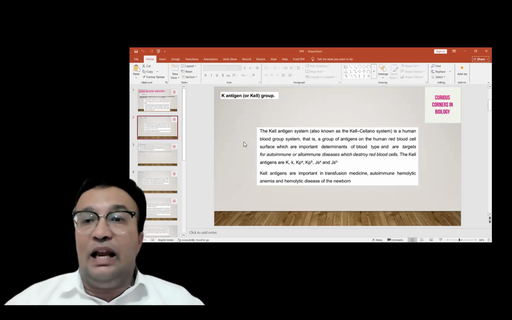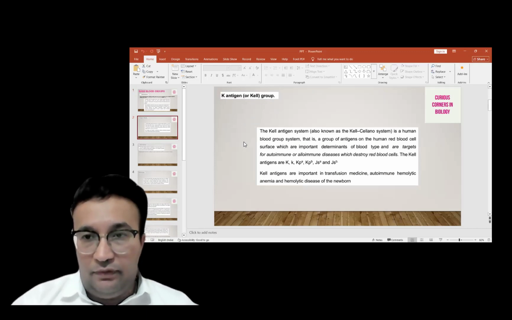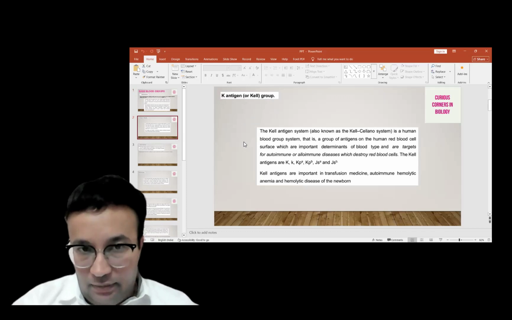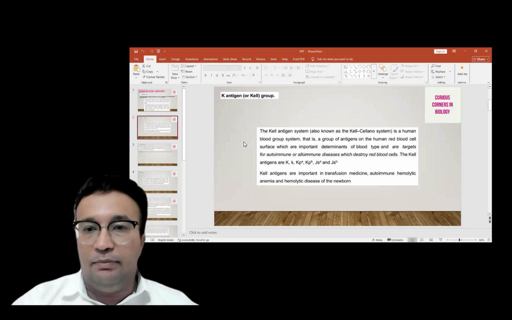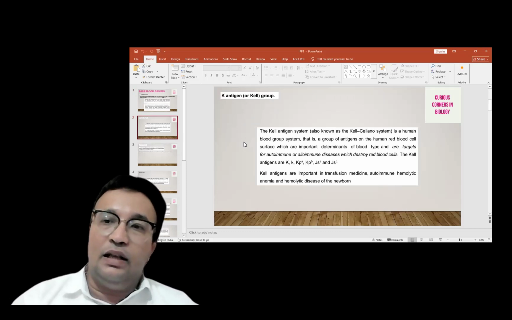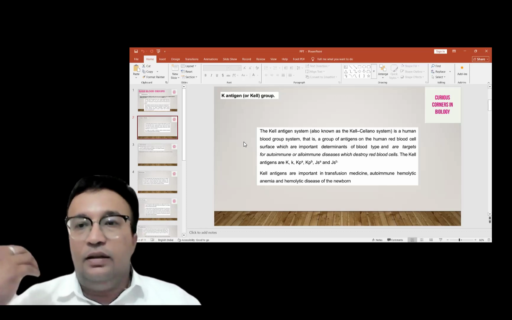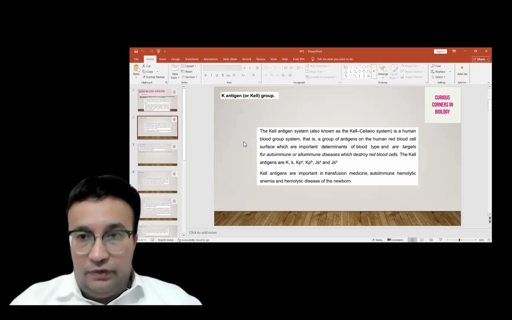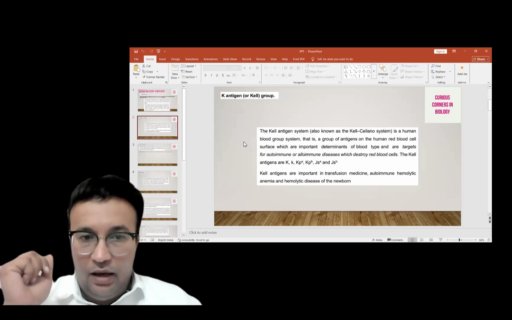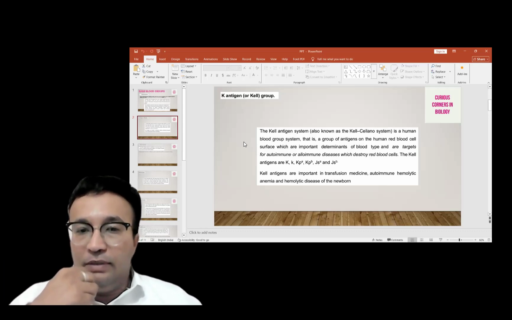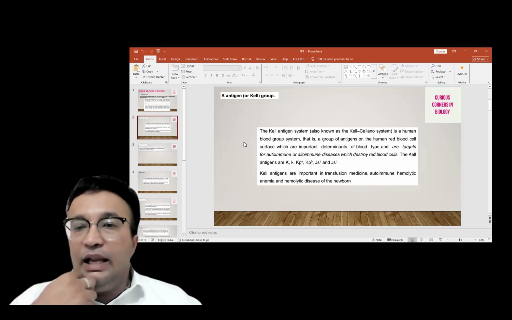Then we have the KEL blood group. Now this is also a unique antigen for a blood group system called the KEL group. These antigens are present on the RBC membrane, and these are also a target for autoimmunity. That is, a target for WBCs which can destroy RBCs as an autoimmune reaction. So of course, KEL antigens are responsible for transfusion rejection, autoimmune hemolytic anemia.